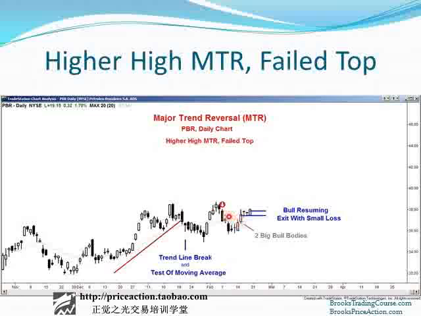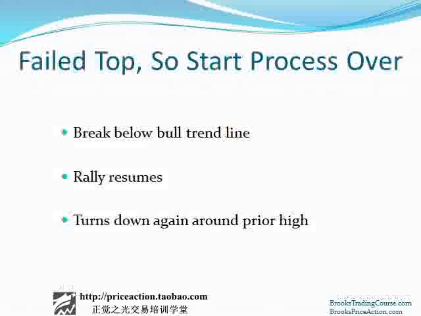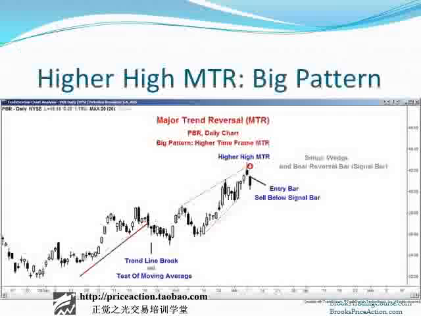So I think the best thing to do, had you taken that short, is to get out with a small loss around break even. So that top failed, and we should begin the process over. We need a break below the bull trend line, we need the rally to resume, and then we need the market to turn down again around a prior high.